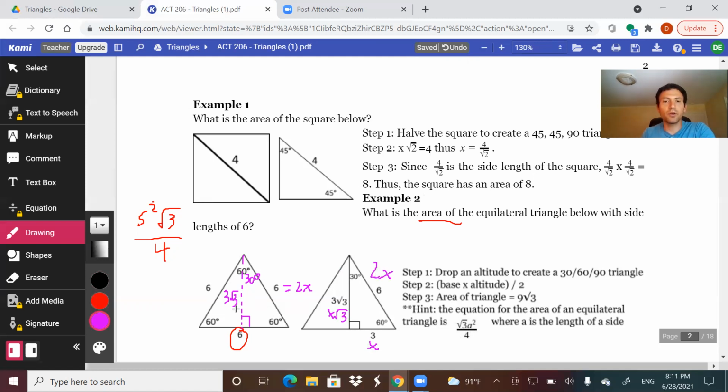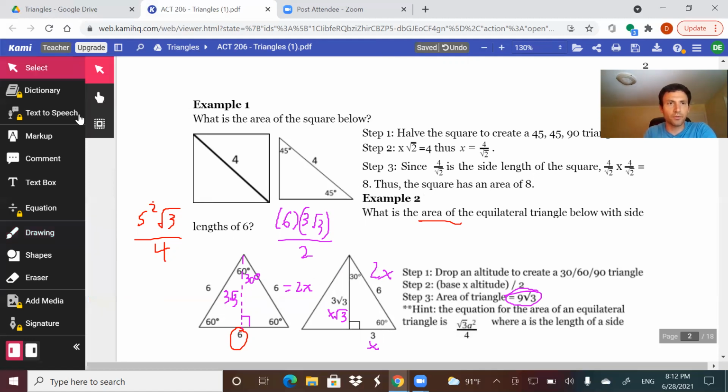Cool. So the minute you have 3 root 3, you just know 6 is your base, 3 root 3 is your height, and divide that by 2, right? Base times height divided by 2. So 18 root 3 divided by 2 will get you 9 root 3. So that's the way I would recommend doing that, is just knowing the proportions.